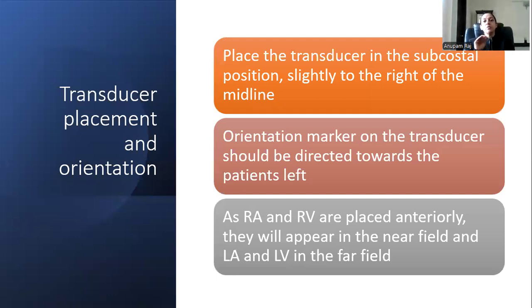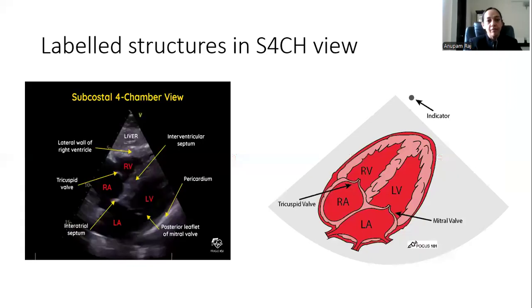Now place the transducer subcostally, slightly to the right of the midline, with the orientation marker directed towards the patient's left at almost the 3 o'clock position. As the right atrium and right ventricle are placed anteriorly, they will appear in the near field, and the LA and LV will appear in the far field.